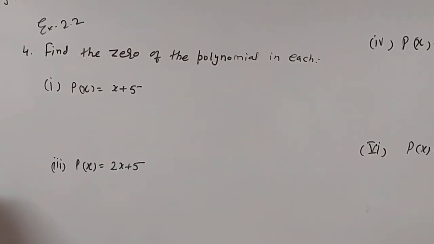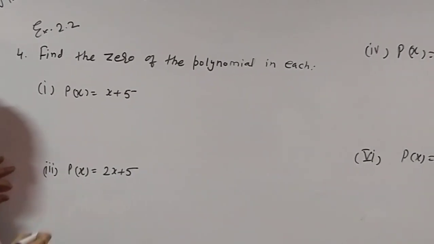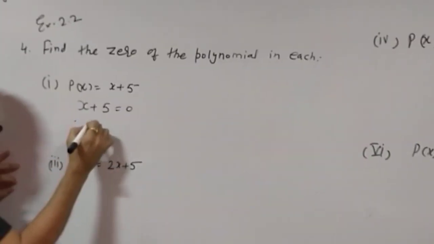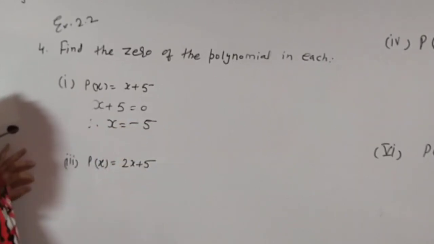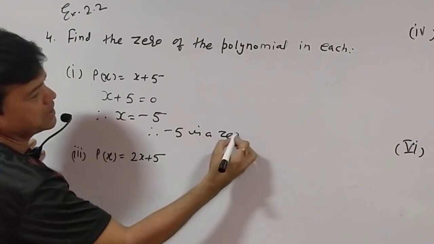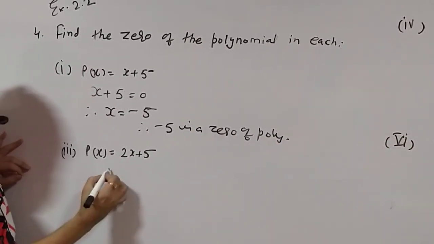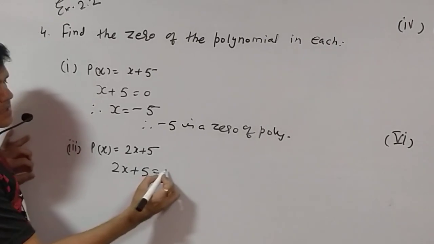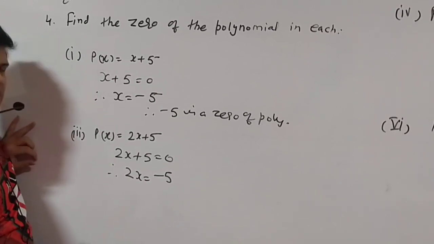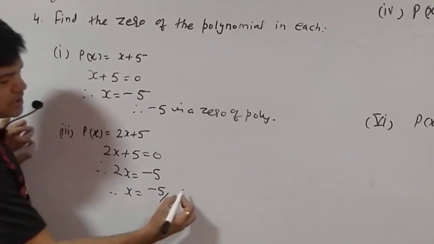Now question 4. Find the zero of the polynomial in each case. So how can you find the zero? Take x plus 5 is equal to 0. Therefore, x is equal to minus 5. Therefore, minus 5 is a zero of the polynomial. Here again, 2x plus 5 is 0. Therefore, 2x is equal to what? Minus 5. Therefore, x is equal to what? Minus 5 by 2.